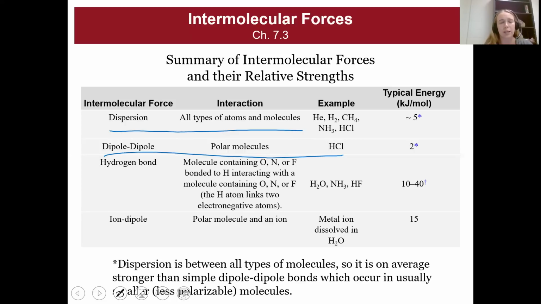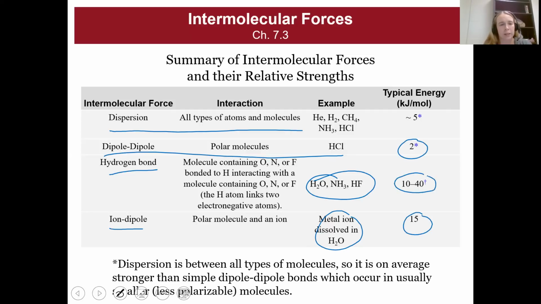Dipole-dipole, like in HCl, hydrogen bonding, anything with OH, NH, or FH bonds, and ion dipole forces, like an ion dissolved in water. So you can see the relative sizes here. Ion dipole is stronger than dipole-dipole. Hydrogen bonds are the strongest of the dipole-dipole forces.